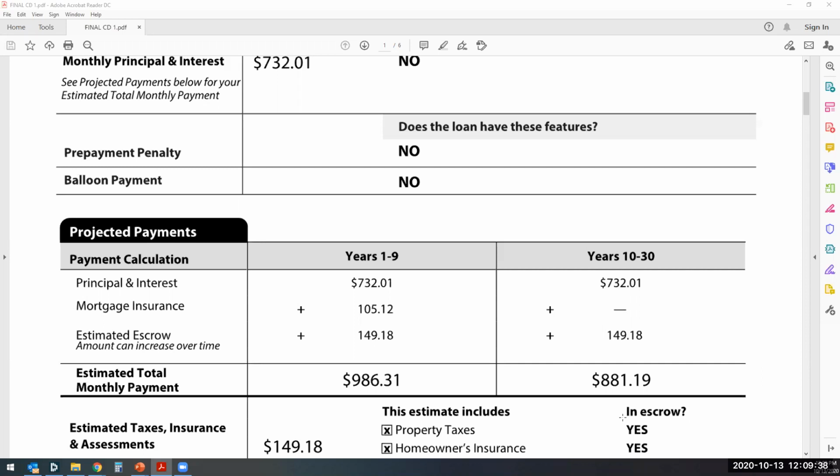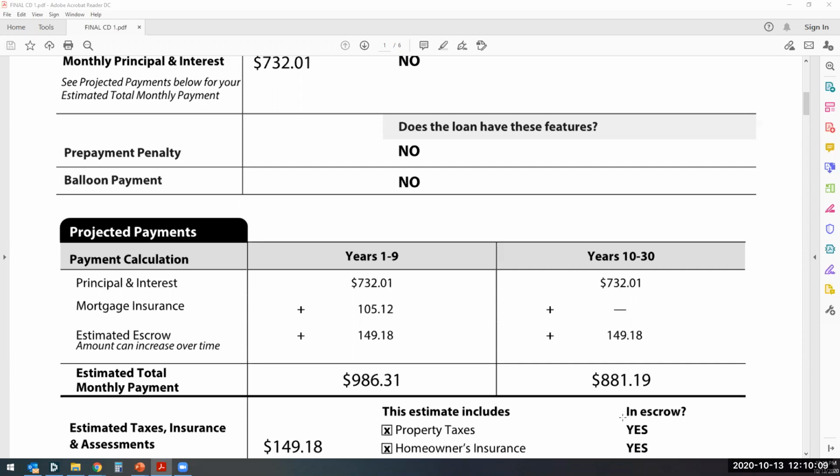the reason why it says year 10 to 30 is because in this case, this is when the client or the borrower only pays what they're supposed to, okay? Now, again, if they want to pay more toward principal, that mortgage insurance is going to come off earlier on, okay? Now, your estimated escrow. So what is the escrow? The escrows are your taxes and your insurance, okay?